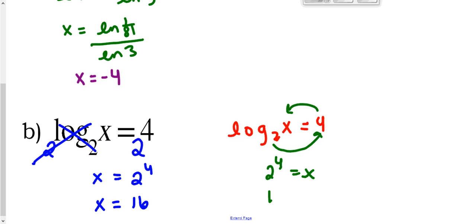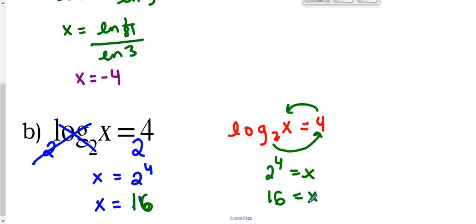2 to the 4th is not... Oh, it is 16. It is. 2 times 2 is 4 times 2 is 8 times 2 is 16. I'm right. I'm not crazy. 16 equals x. Either way of those solving would be fine. You just need to be comfortable with at least one of those. If you have more questions, let me know.